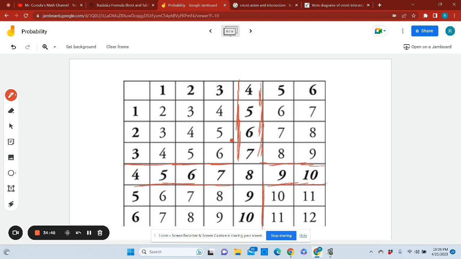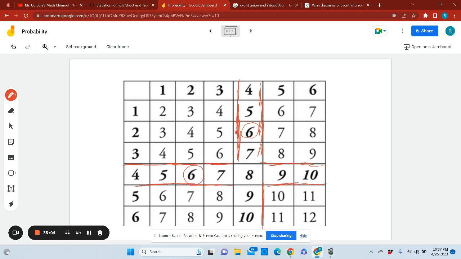And so where are all the places where we get a total of 6? There's only 2 spots. You have to roll a 4 and a 2 in order to get a sum of a 6. There's more than one way to get a sum of a 6, but if one of the dice has to be a 4, then the other one has to be a 2.